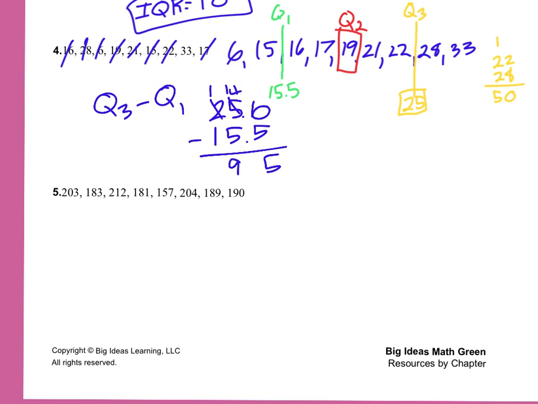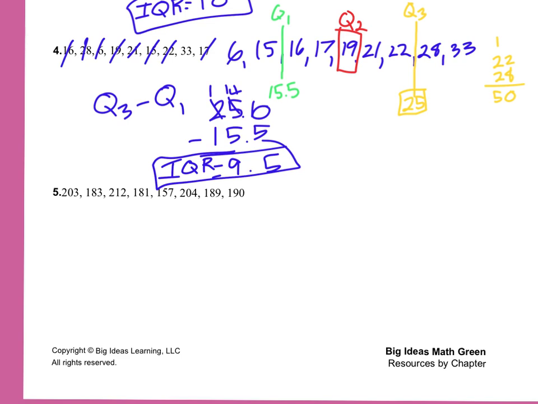That is 9 and a half. So our IQR is 9 and a half. All right, let's try one more of these. Like I said, it's not that hard. It's just a matter of, okay, I've got to find my quartiles, and then I have to do some subtraction.